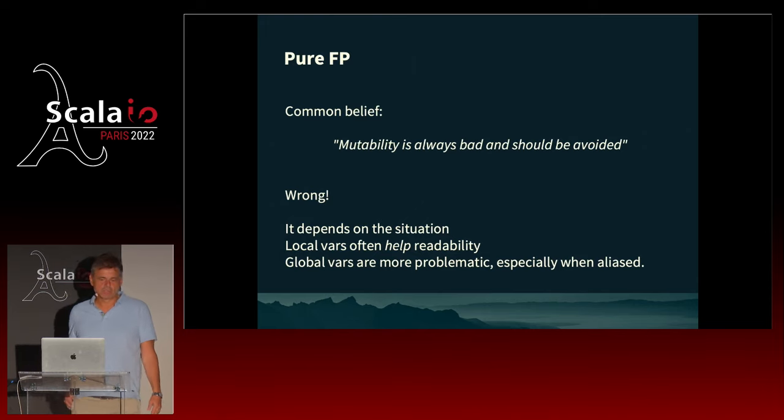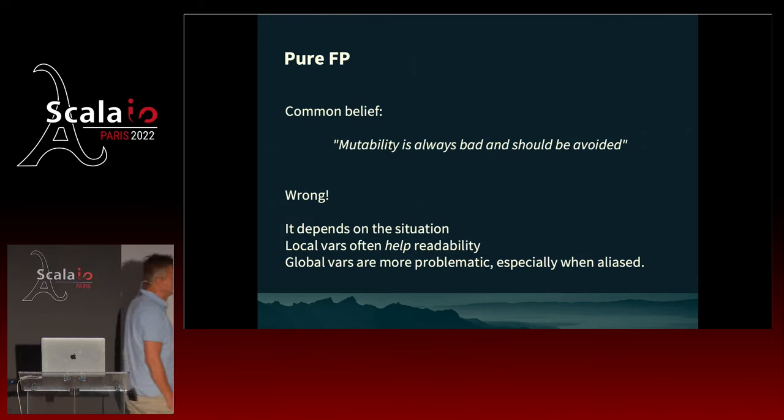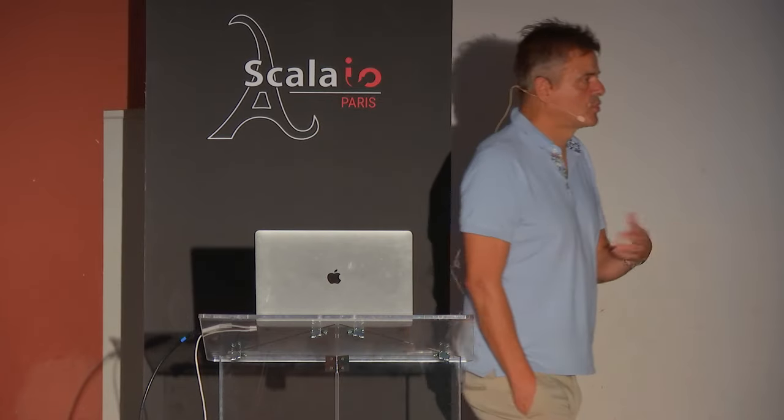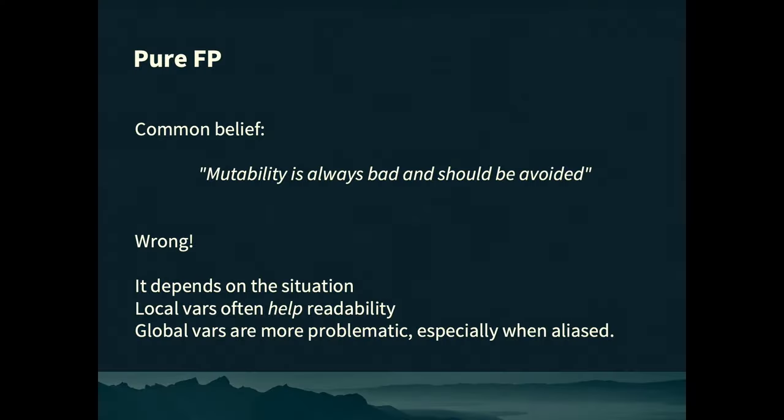And I think that's also wrong. It really depends on the situation. And if you have a mature outlook on software engineering, then part of that is to think about the trade-offs and to choose the best solution in each case, and to not be ideological. So local variables often help readability rather than destroy it. And global variables are admittedly a lot more problematic, especially when aliased.